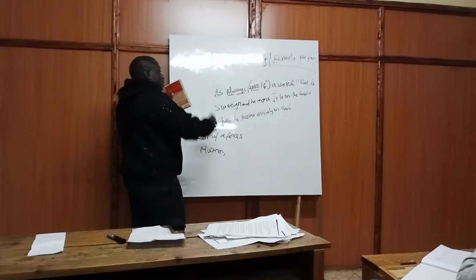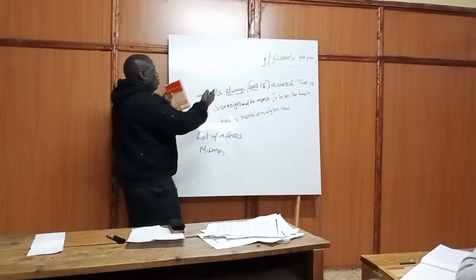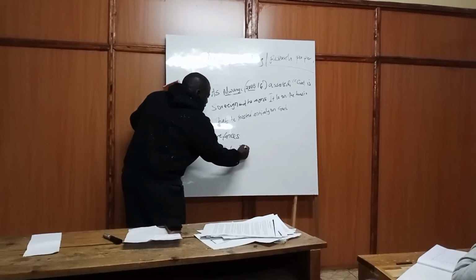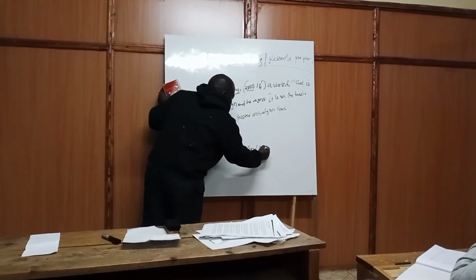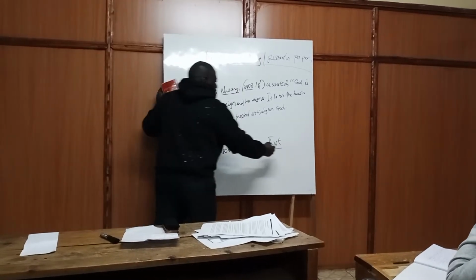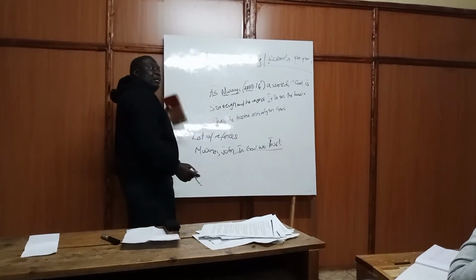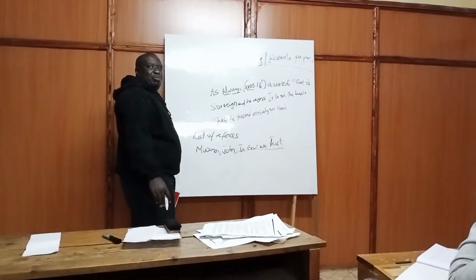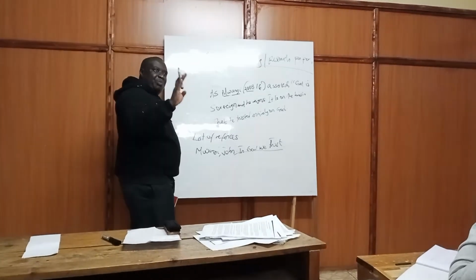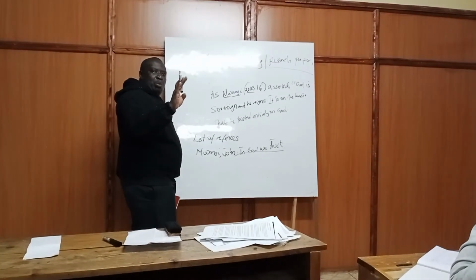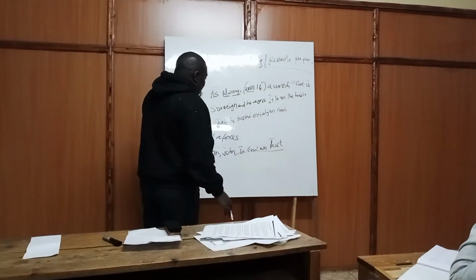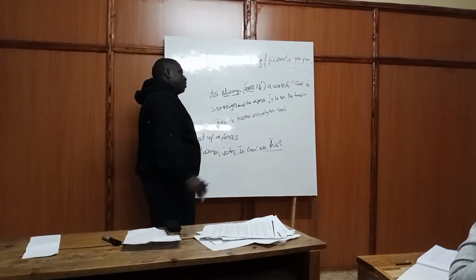You organize them alphabetically. Mwangi, John, In God We Trust. That is the title of the book. You underline, and if you are typing, you don't underline. The title of the book is always italicized. Are we together? If you are typing, make sure that you italicize. Now, Mwangi John, In God We Trust.